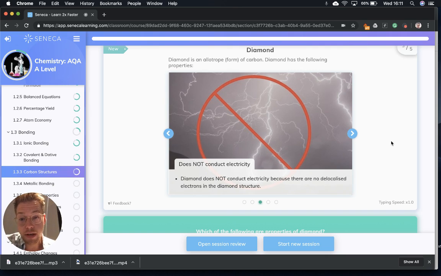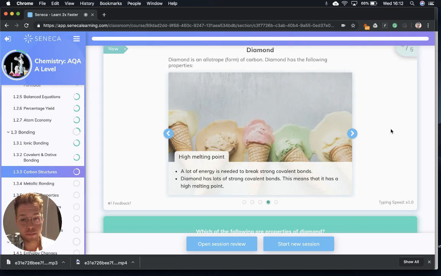Now, because of these covalent bonds, diamonds do not conduct electricity. None of those electrons are delocalized. Remember, a covalent bond is just a shared pair of electrons. If that's news to you, make sure you check out the covalent bonding episode in this series to get up to speed. But because of the lack of delocalized electrons, diamonds, they don't conduct electricity.